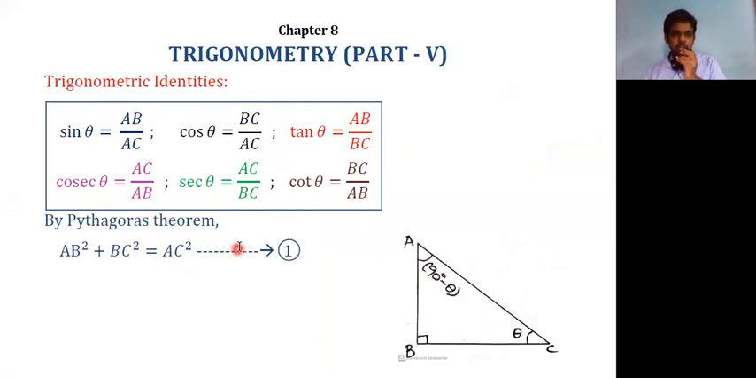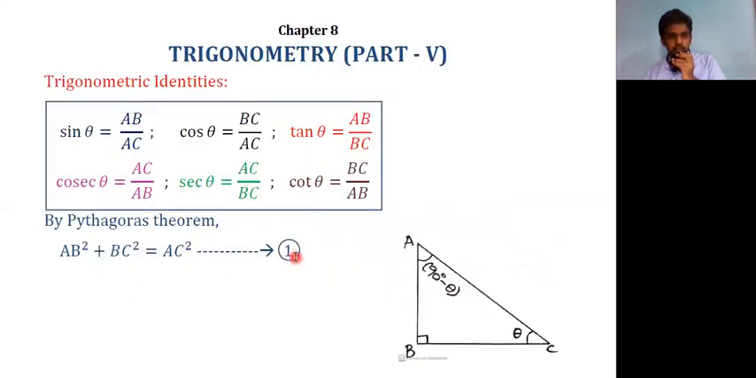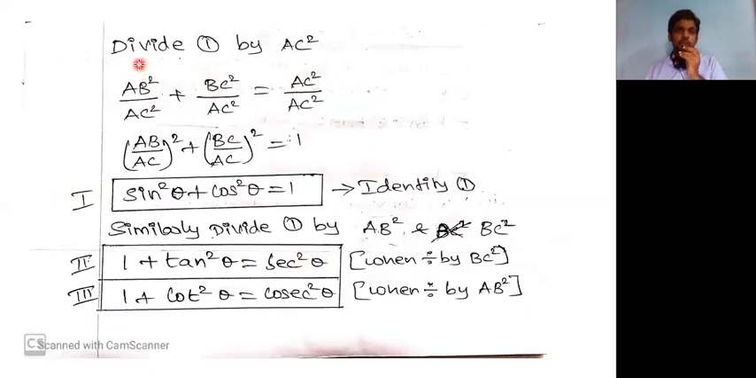By Pythagoras theorem, we have AB square plus BC square is equal to AC square. The sum of the squares of the other two sides is equal to the square of the hypotenuse. Let this be the first equation. Dividing the first equation by AC square, we have AB square by AC square plus BC square by AC square is equal to AC square by AC square. AC square gets cancelled here, so we have AB by AC whole square plus BC by AC whole square.